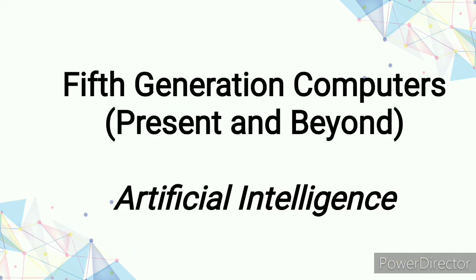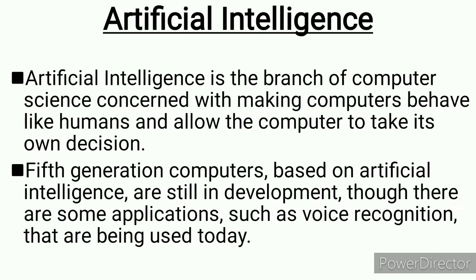As we have already seen, every generation of computer has a key component, and for the fifth generation of computer, the component is artificial intelligence. So we are now seeing what artificial intelligence is. Artificial intelligence is the branch of computer science concerned with making computers behave like humans, and allowing computers to take their own decisions.